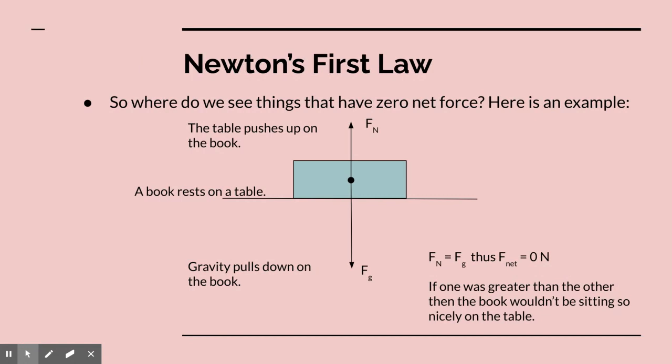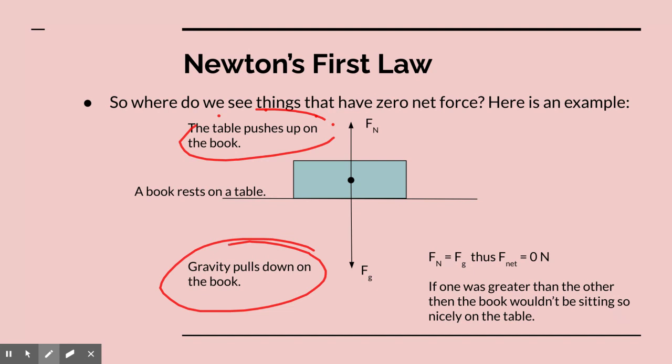Okay, so where do we see things that have zero net force? Well, a good example was that book, the book resting on the table. Here you've got the normal force of the table pushing back on the book. That is going to be exactly equal to gravity, the amount of gravity pulling the book down.